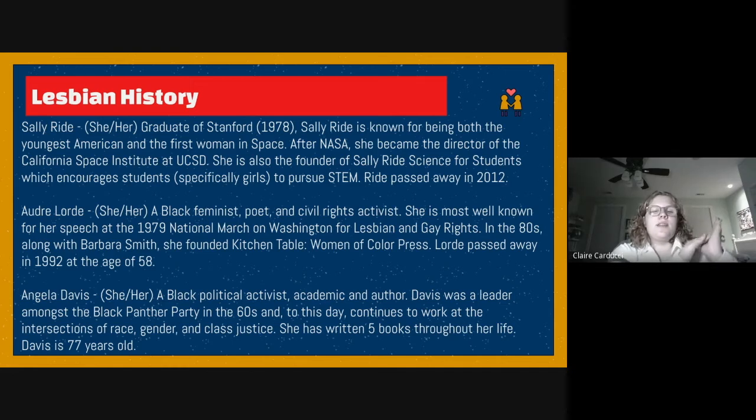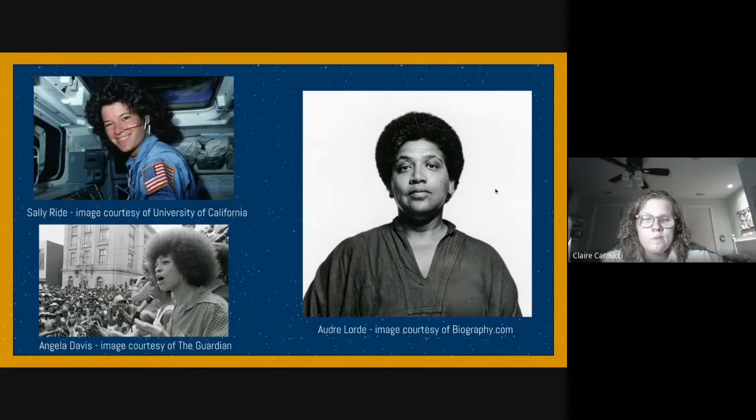And then the third lesbian we wanted to touch on was Angela Davis. She was a Black political activist and author. She was a leader amongst the Black Panther Party in the 60s, and to this day, she continues to work at the intersections of race, gender, class justice. She's still going strong. And she has written 5 books throughout her life on a variety of topics, and she's currently 77 years old. So here we just have pictures of those 3 wonderful women.